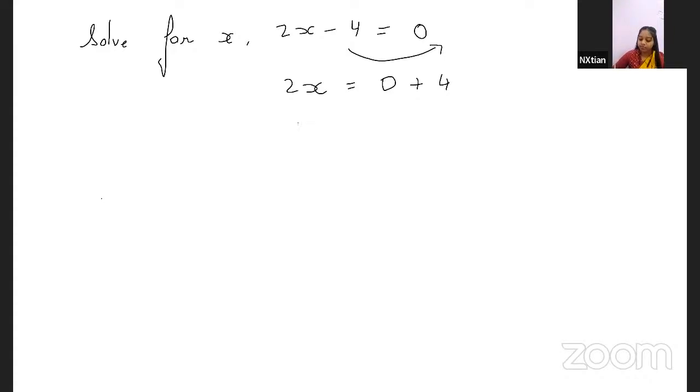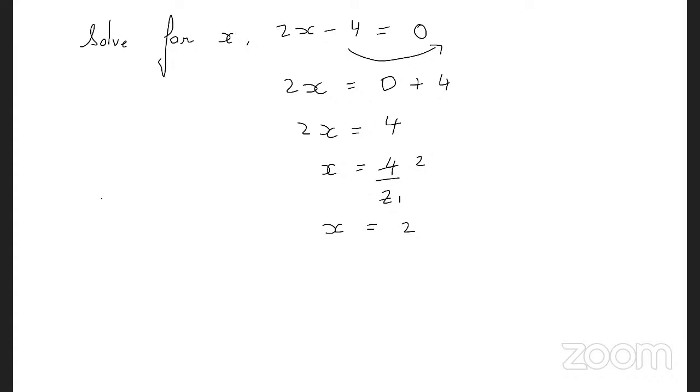Then 0 plus 4, we have 4. Now to find the value of x, we'll take this 2 below 4. Is the answer 2? Yes, the answer is 2. The value of x is 2. Hope it's clear. Yes, okay, ma'am. Now, let's try another.